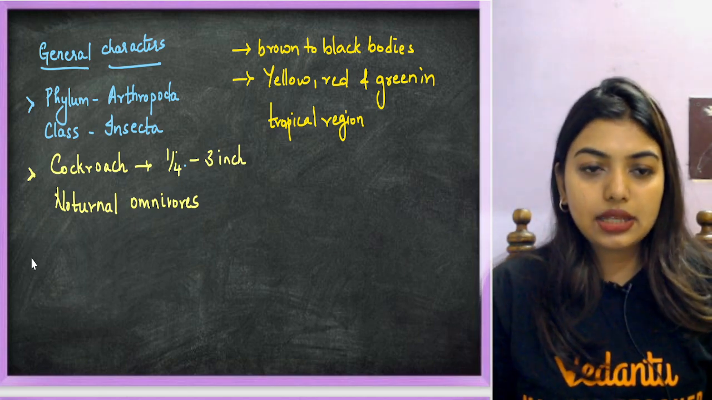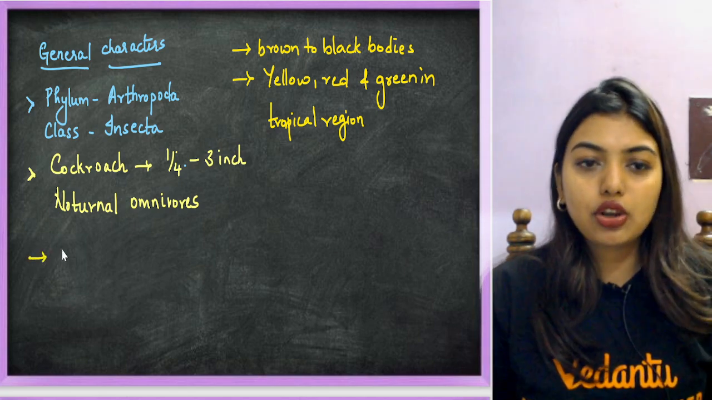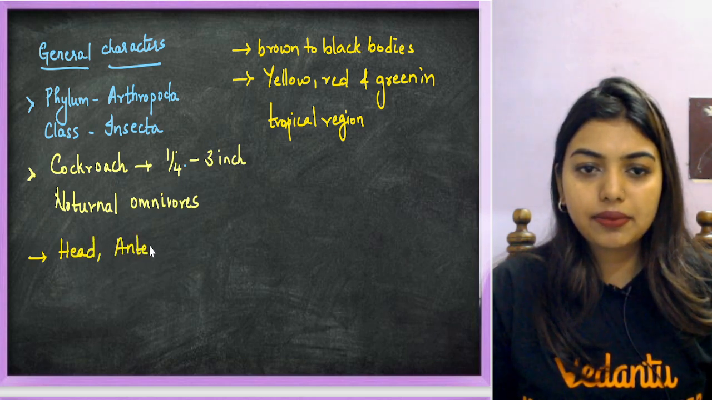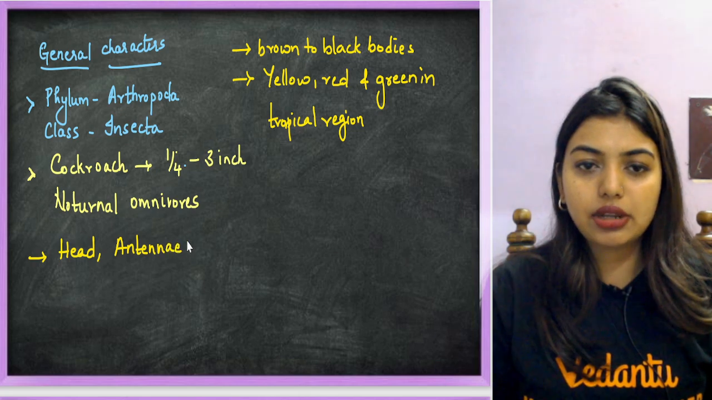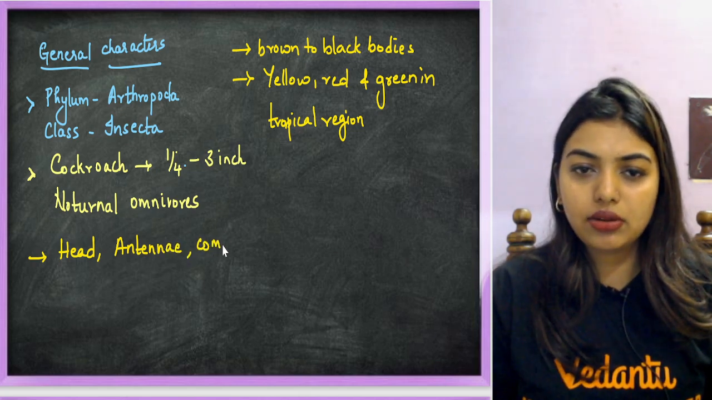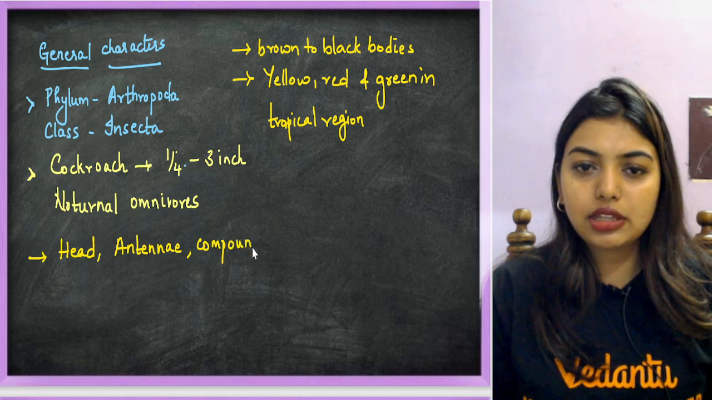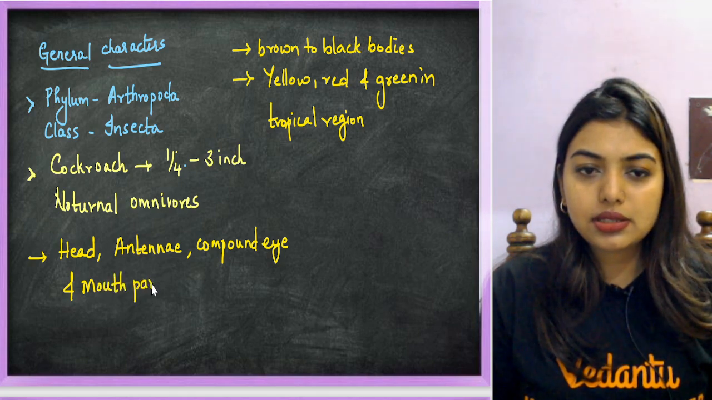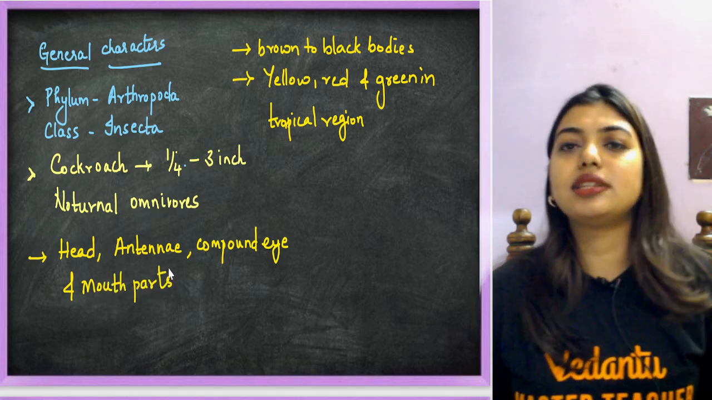Okay, next thing, what have they told about cockroach? The cockroach has head, antenna, you can tell. Okay, these are present. Now eyes, compound eyes also is there. We have to tell about everything present in the head. We have to tell about the compound eye and the mouth parts. These things are present in the cockroach.